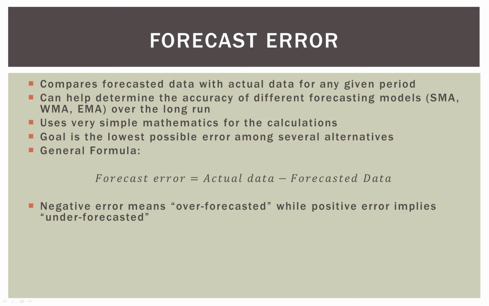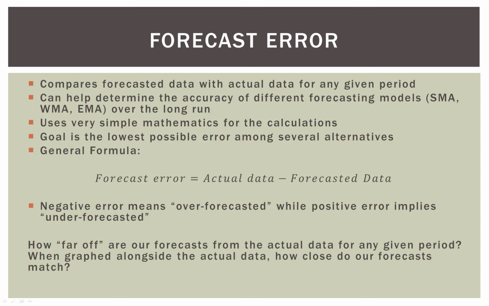While a positive error implies that we under forecasted. So if the forecasted temperature tomorrow is 85 degrees, but it gets up to a high of 92, then our actual data is 92, our forecasted was 85, so we're going to have a positive forecast error of 7 degrees, and we under forecasted what the temperature was going to be.